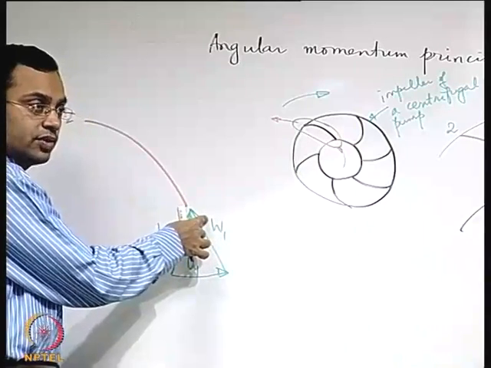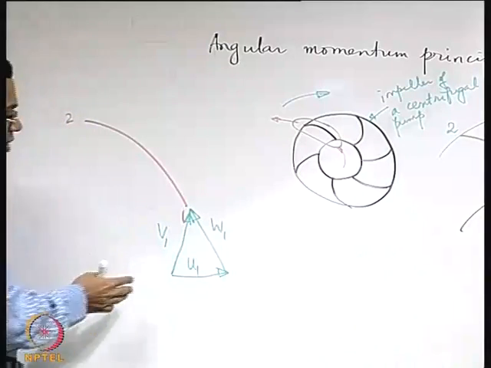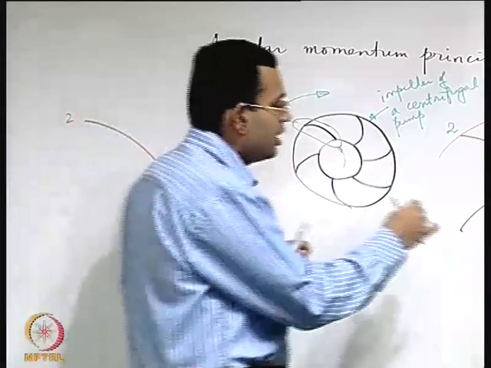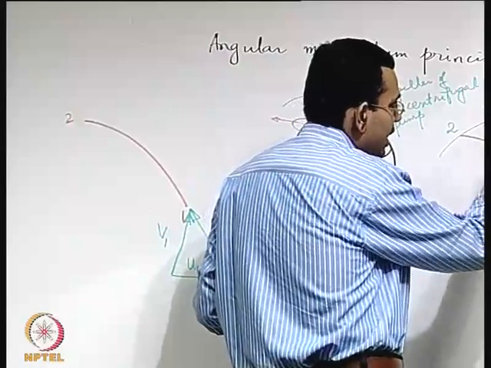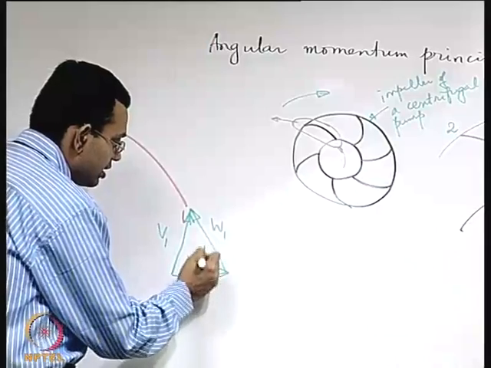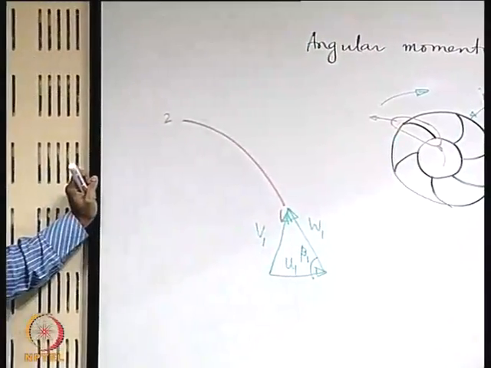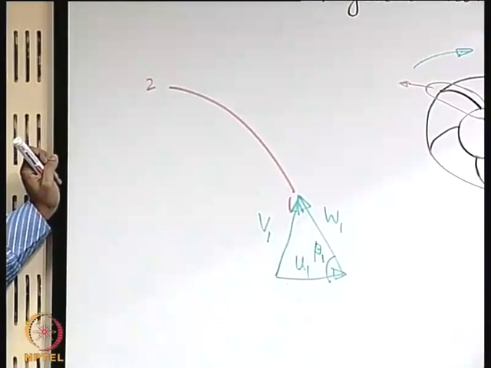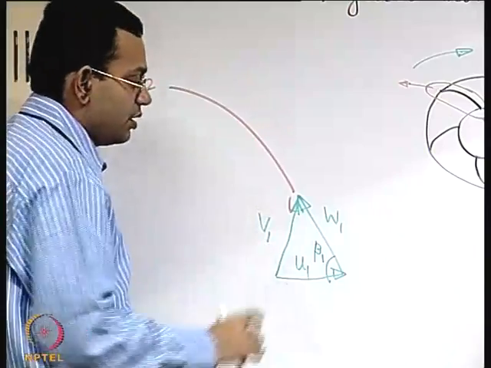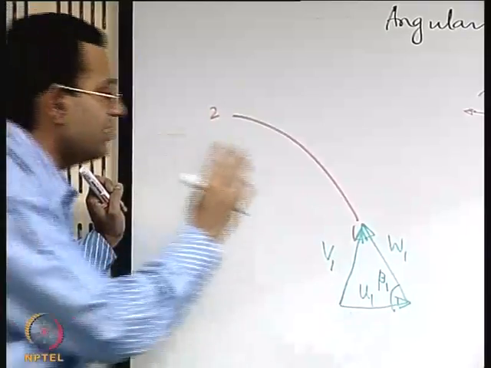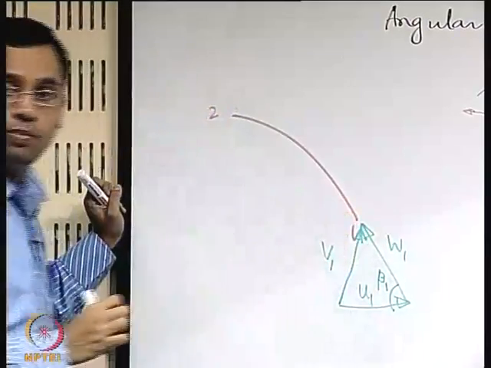And the angle between u1 and w1 is nothing but the angle made by the tangent to the blade and tangent to the inner radius of the circle, and that is known as the blade angle. So, this beta is given a name as blade angle. So, it sort of gives an orientation of the blade relative to the tangential direction of the rotor, okay. So, beta is the blade angle. So, this triangle that we have drawn is known as the velocity triangle at a given location. So, here it is the inlet to the centrifugal pump.